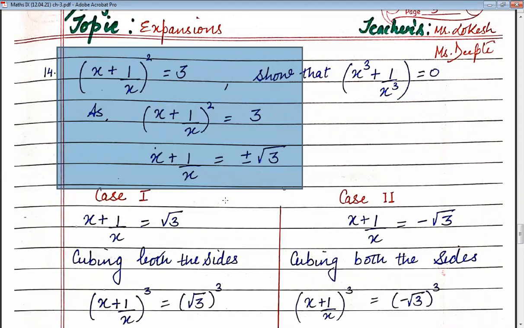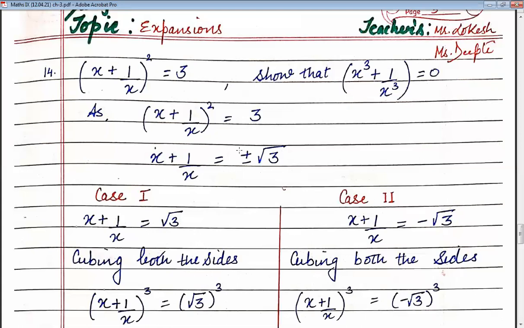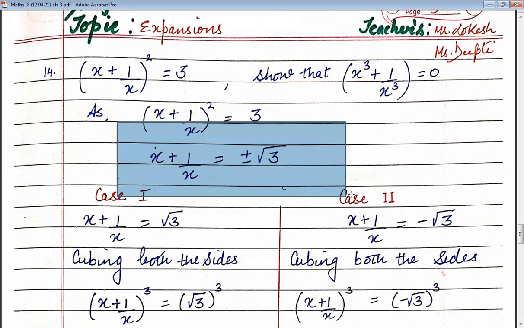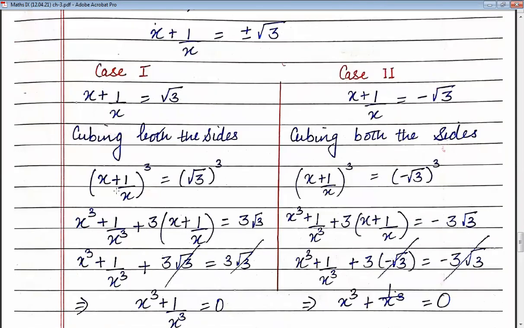So here, it is square. So that side it will go and it will become square root. So it is plus minus square root 3. So what is the value of x plus 1 upon x? That is plus minus square root 3. Okay. So now again you have two cases.